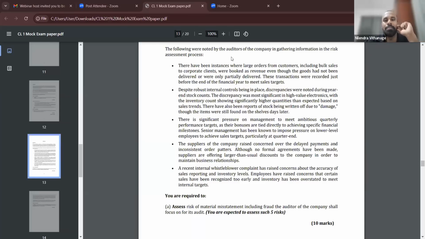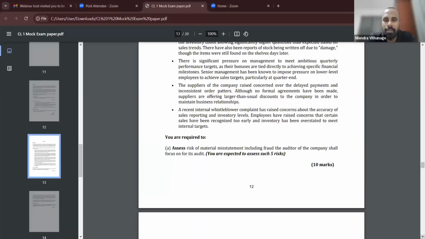Yes. Bribes, commissions. Okay. The recent internal whistleblower complaint has raised concern about the accuracy of sales reporting and inventory levels. Whistleblower. Anonymously someone has complained. Whistleblower means an anonymous complaint has come about sales and inventory.